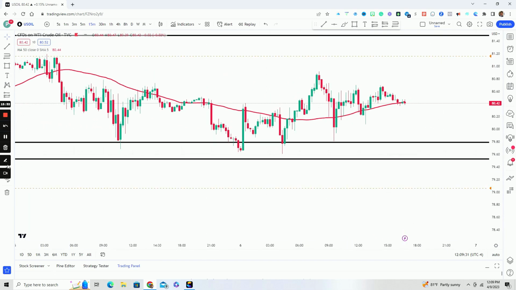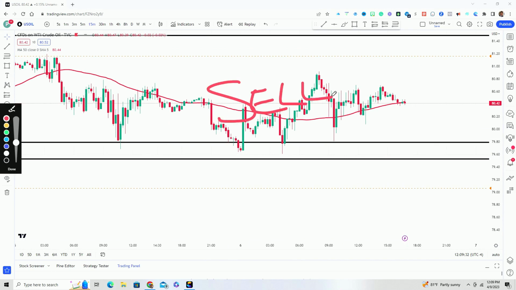But for me, when it comes to crude oil, I am definitely a seller versus a buyer, right? I will buy short term. I will sell longer term because of that gap.